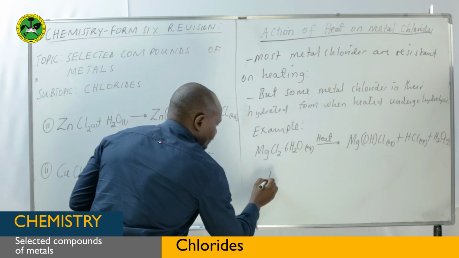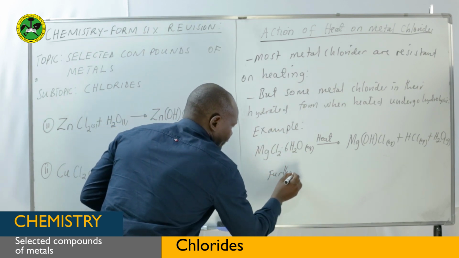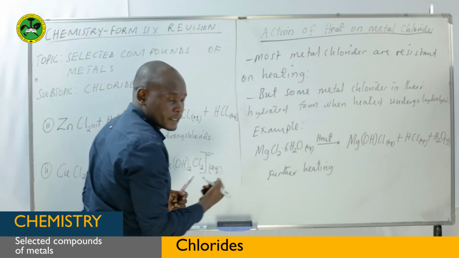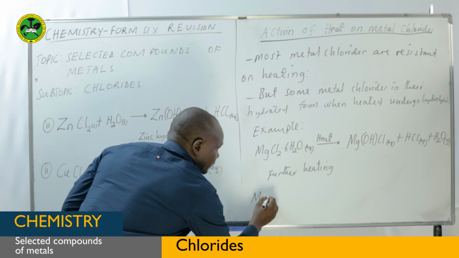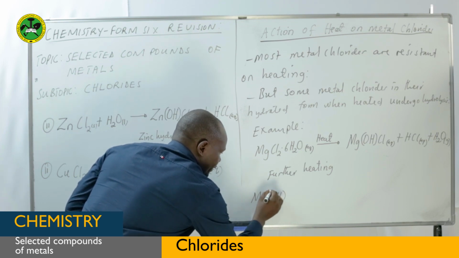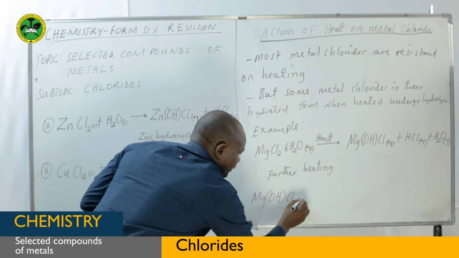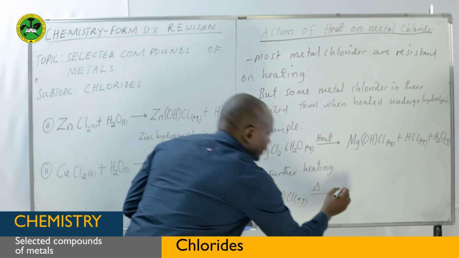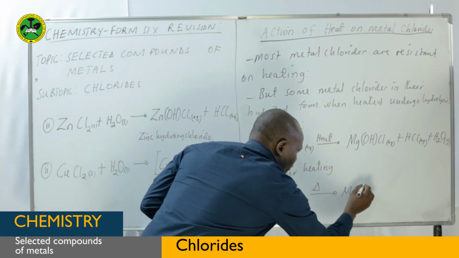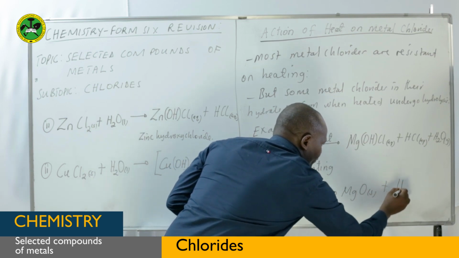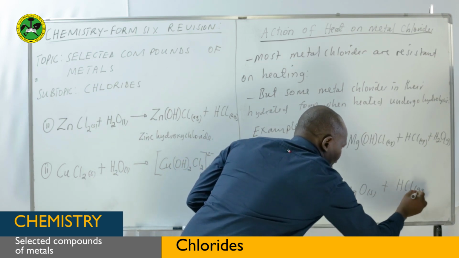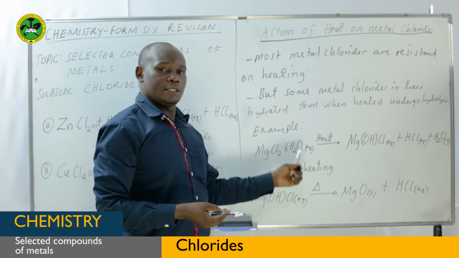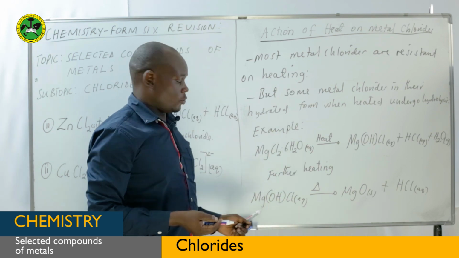And further heating on this product, the basic chloride of magnesium, when further heated, results into formation of magnesium oxide, which is solid, then plus hydrogen chloride, which is an aqueous. It's your task to balance the equation. So do you see now how hydrolysis is taking place on hydrated metal chlorides?